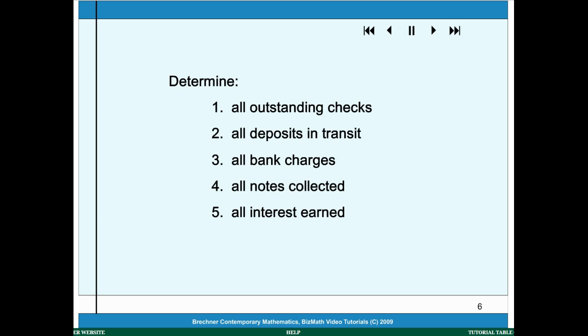All bank charges such as service fees, NSF fees, check printing charges, etc., which the bank knows about but the checkbook does not. Finally, record all notes collected by the bank on the account's behalf as well as interest earned. These must be added to the checkbook balance.